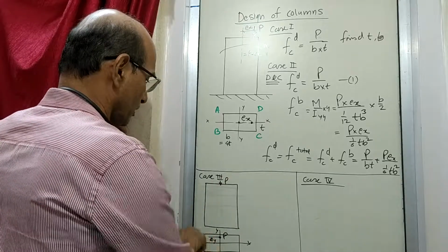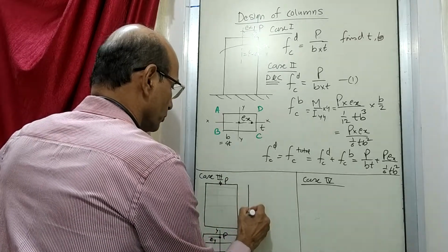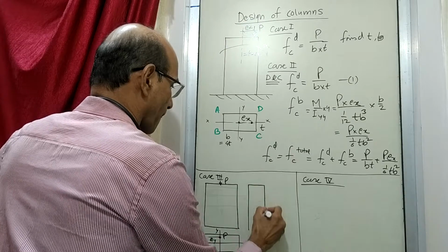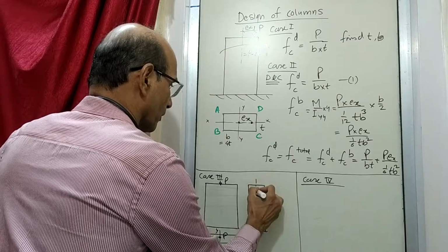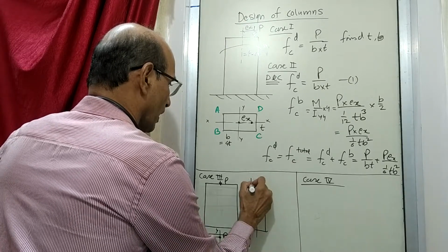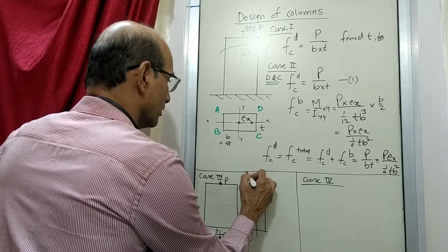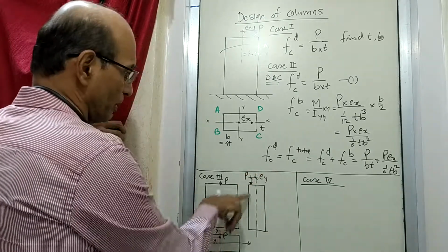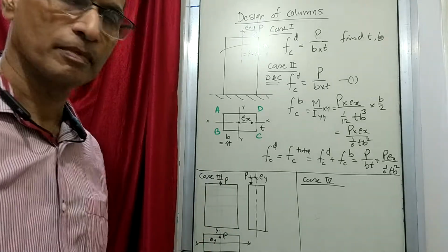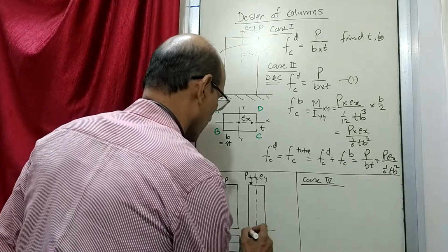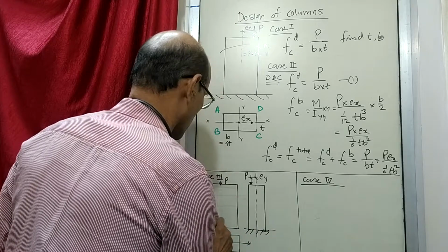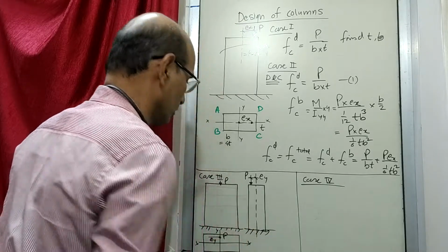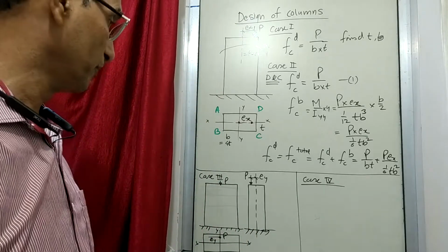The load is acting here, and if you see the side view, this is the axis, and the load is acting here such that this is your Ey. Ey in the side view will look like this, correct? So that is the complete figure.